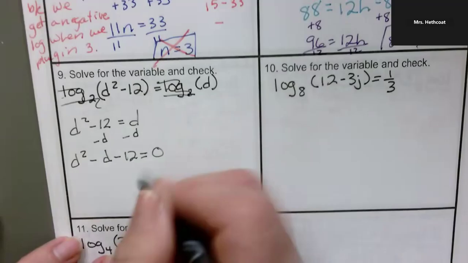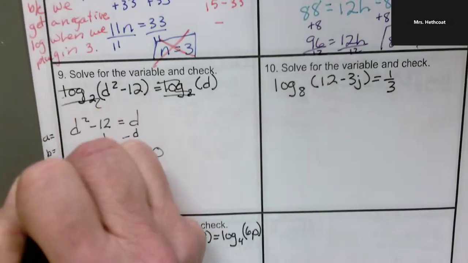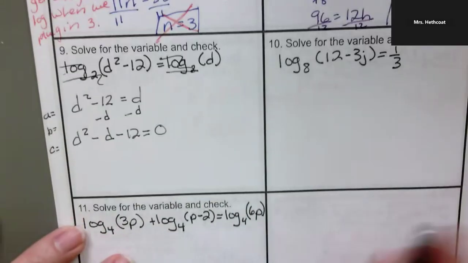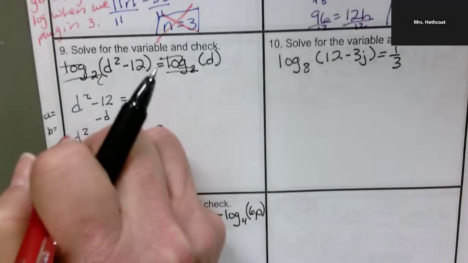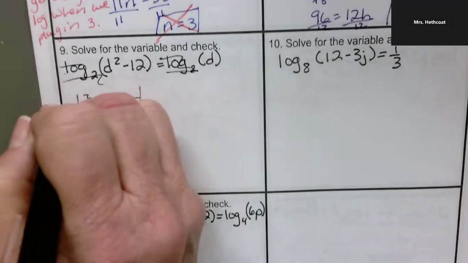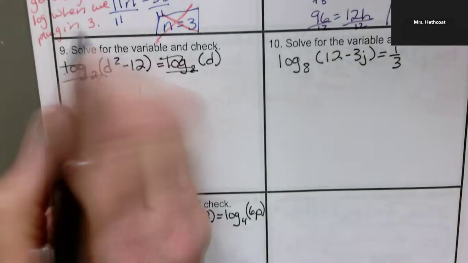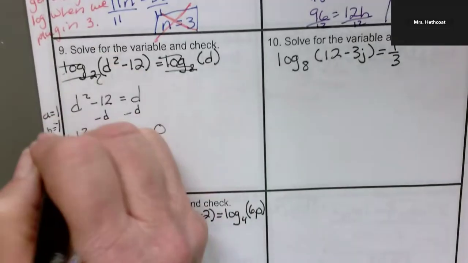From there, I would like to know what a equals, what b equals, and what c equals. Try to do it without me. You should be trying everything without me first, right? So there is an invisible 1 here, so a is 1. There is an invisible 1 here, so b is negative 1. And then c is negative 12.